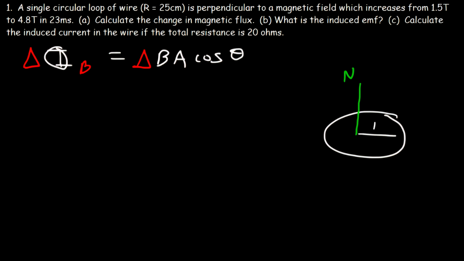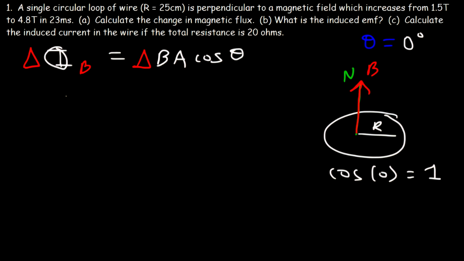Here's the radius, and the magnetic field is perpendicular to the circular loop, which means that it's parallel to the normal line. So the angle theta is the angle between the normal line and the magnetic field. Therefore, the angle is 0 degrees, and cosine of 0 is 1.